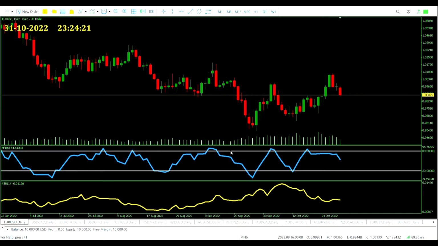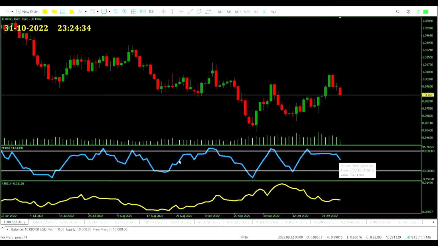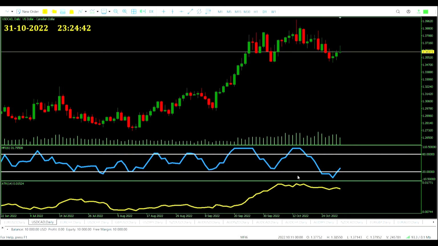If it is and we've got support and resistance, that's when we'd head to our average true range. You can see there 14 period input. But alas, we can see here the MFI is currently just giving a reading of around about 54. So no signal, we can just move along. Have a look at the US dollar CAD. Oh, it's just come out of the oversold region. We'll keep going through all 28 pairs.